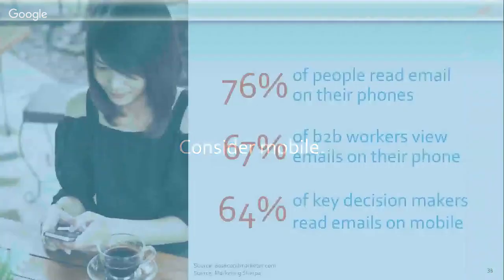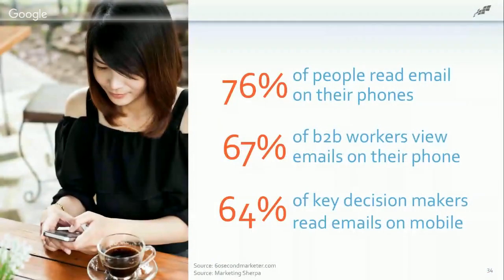Considering desktop and mobile, desktop, of course, we all know about, but for mobile, it's really becoming the way people connect. 76% of people read email on their phones, and by far the most installed application on mobile devices is the email app. 67% of business-to-business workers view emails on their phones, and 64% of key decision makers read emails on mobile devices. This is now where business is done.